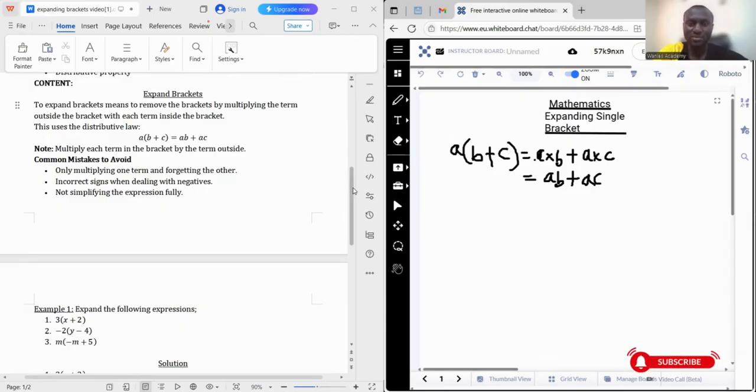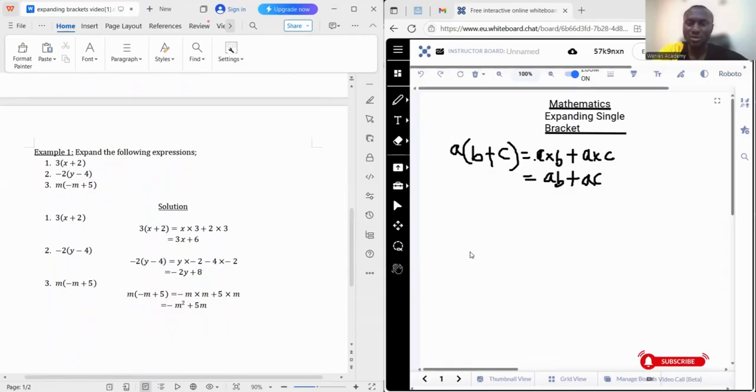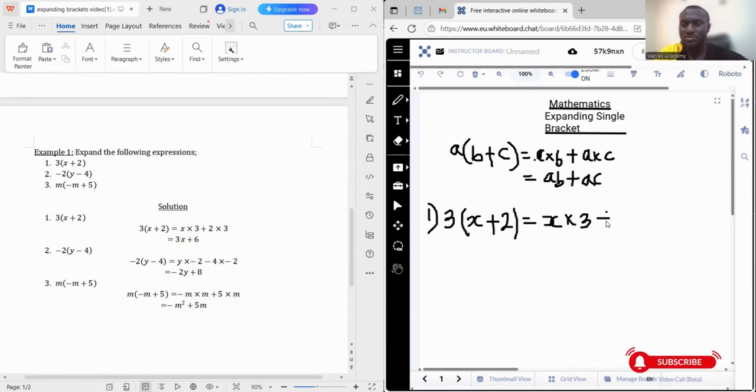Next is our example 1. Example 1, expand the following expressions. Number 1, 3 open bracket, x plus 2. This equals, as we have discussed right up here, 3 should multiply everything inside the bracket. That is x times 3 plus the other term, which is 2 times 3.